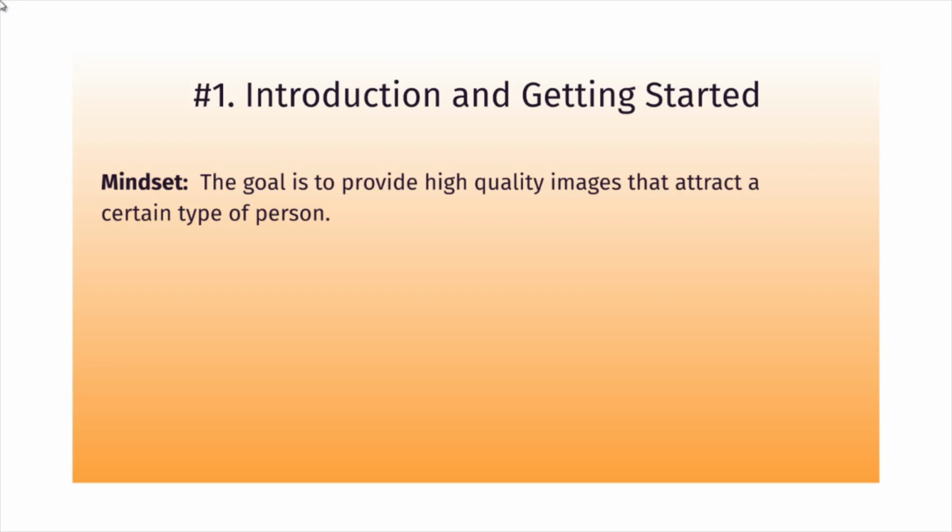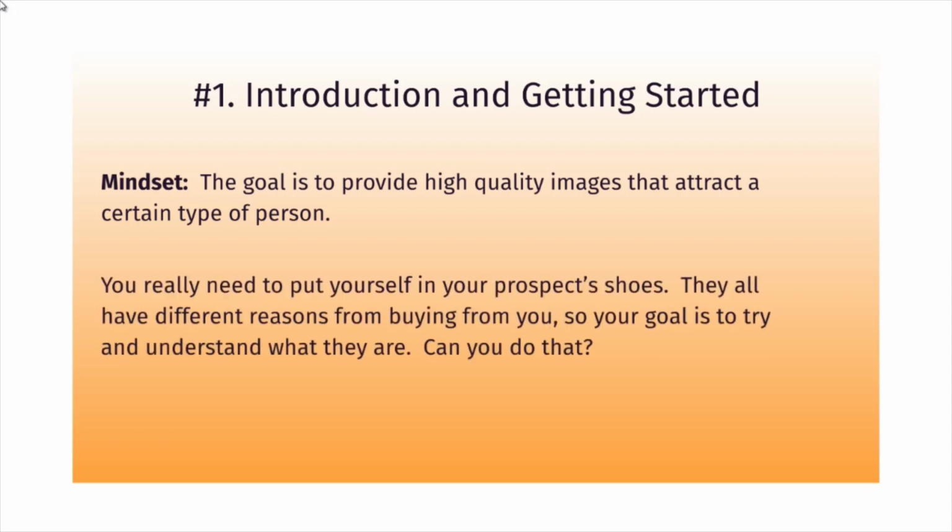So you want to make sure that you have a high quality image that attracts a certain type of person. Now, whenever you sell a product, you have to think, okay, if I attract a certain type of person via an image, then from that point, what is their next step? Are they going to do more research, or how are you going to funnel them into your funnel, essentially? Before you can do any of that, you really need to put yourself in your prospect's shoes. They all have different reasons for buying from you, so your goal is to try to understand what they are. Can you do that?